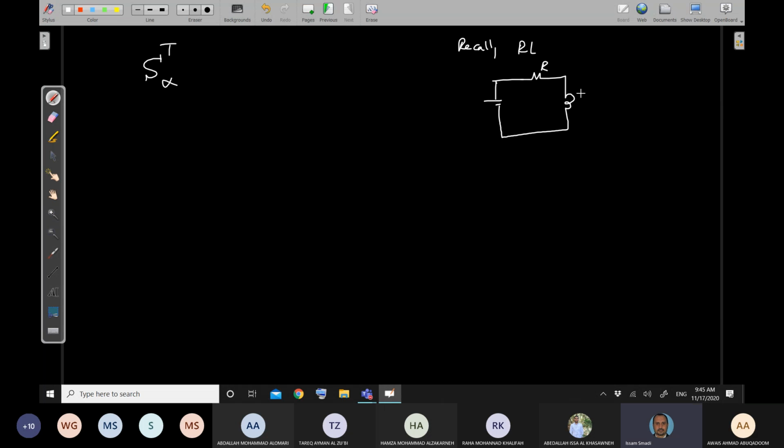And this is the R, this is the L, and this is the V. Let's assume that I'm interested in the current here, I. So I over V will equal to what? I think last time we discussed 1 over LS plus R, yes?